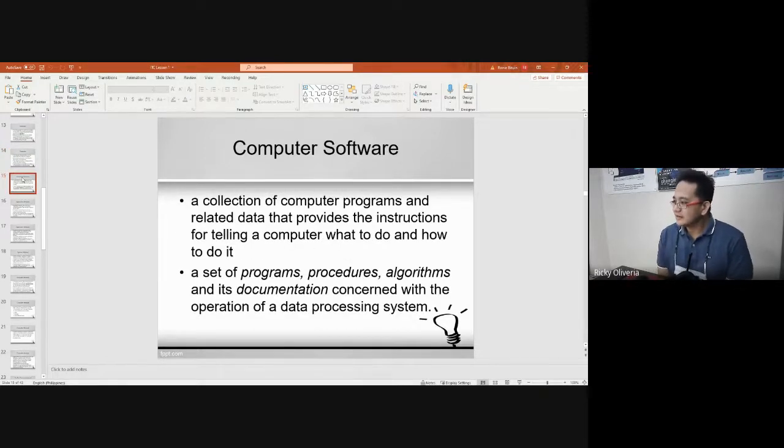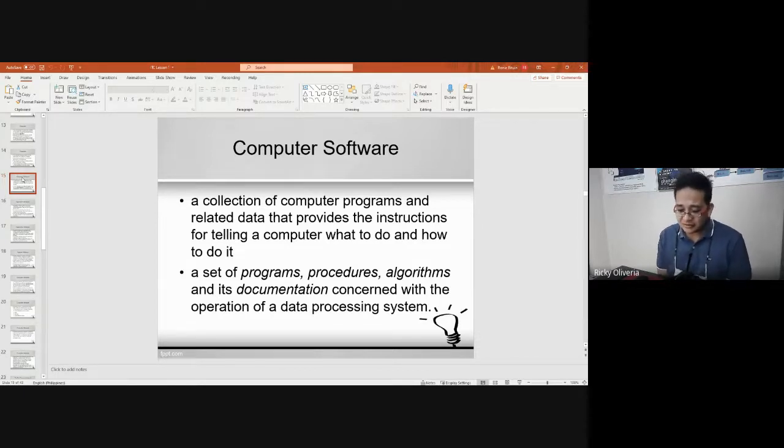So, yan. No? So, what is a computer software? So, computer software is a collection of computing programs and related data that provides instruction for telling a computer what to do and how to do it. Okay? So, in simple terms, a computer program is a computer software designed to create a particular task.